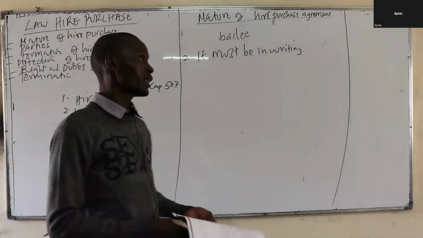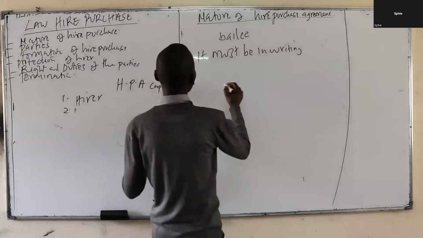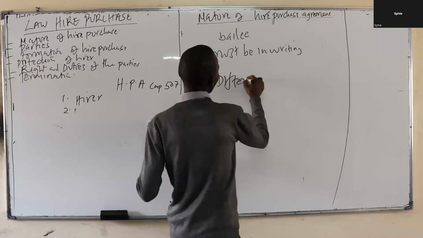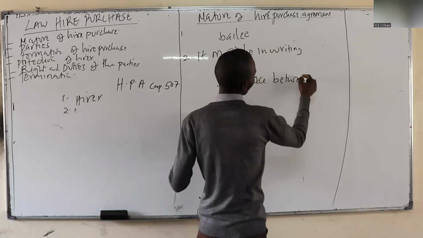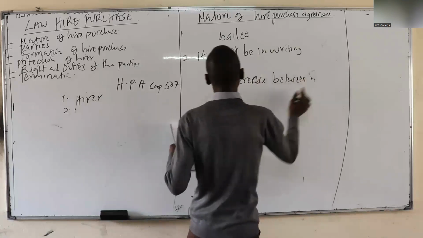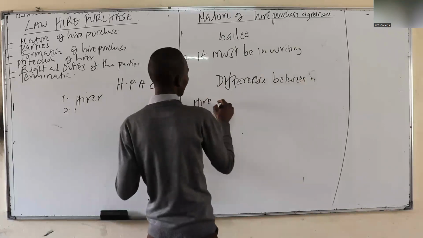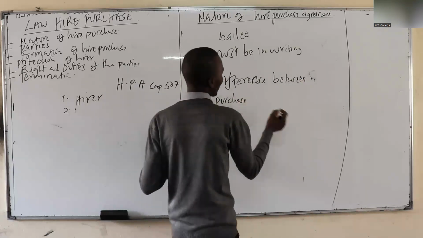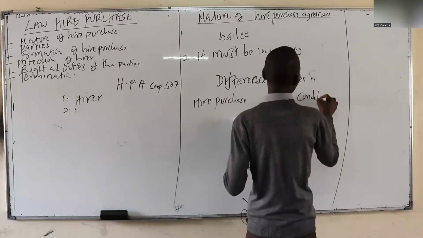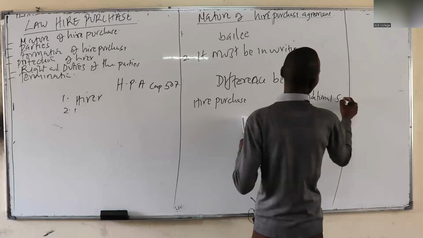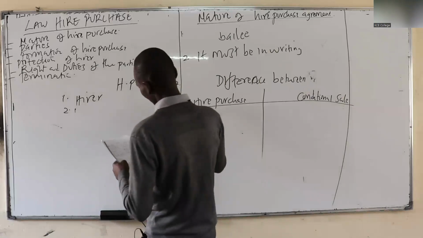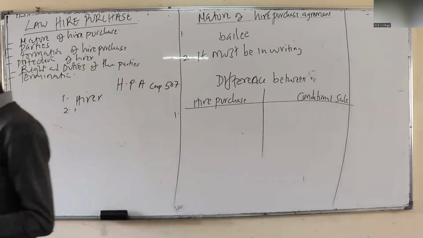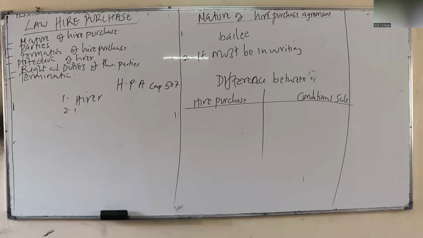Then for you to understand better what a hire purchase is, let's look at the difference between hire purchase and conditional sale. On one side you write hire purchase, on the other side you write conditional sale. So number one, hire purchase is a contract of bailment.